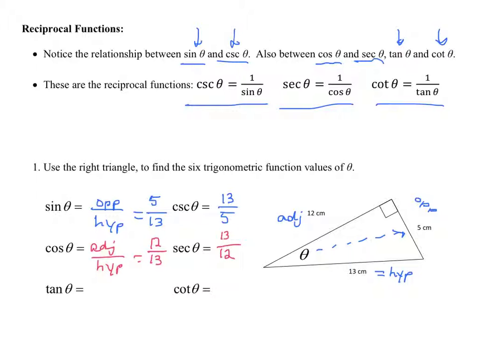Now, tangent, you guys. Tangent is opposite over adjacent, isn't it? So opposite is 5, adjacent is 12, and I get the cotangent, which is 12 over 5. So now I've identified the first 6 trigonometric values of theta.